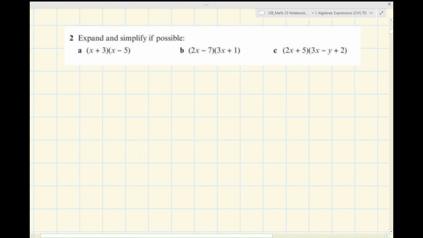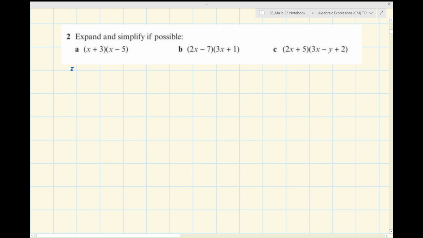Okay, question 2. Right, I'm going to expand these brackets here. So I'm going to have x times x. Now, I'm going to have x times minus 5 from here, and another plus 3x's from there. So I'm going to end up with minus 2x's and minus 15. Part B, I'm going to have 2x times 3x, 6x squared. Now my x's, I'm going to get 2x from there, and minus 21x gives me minus 19x. Minus 7 times plus 1 is minus 7.